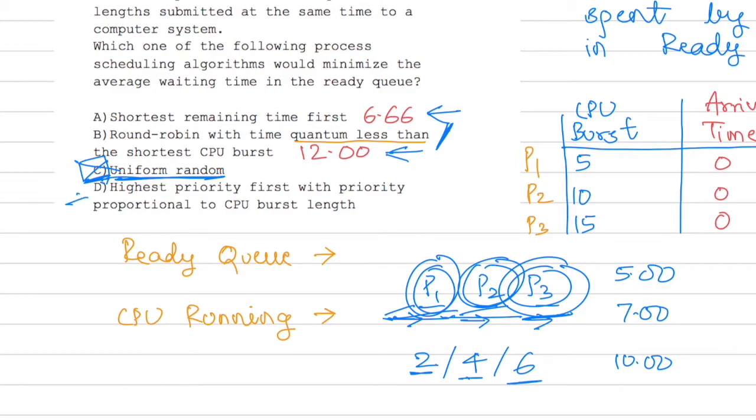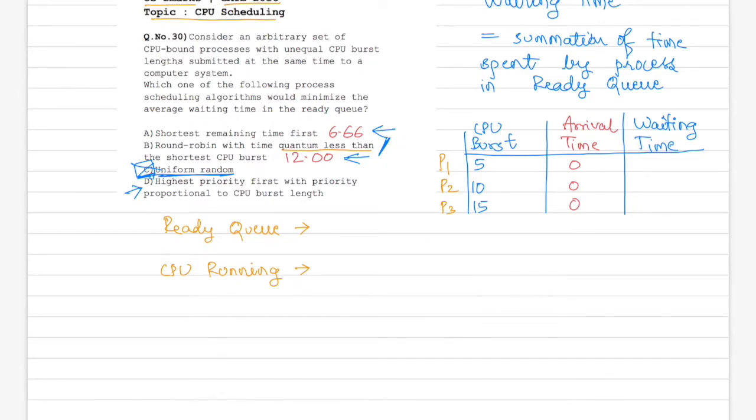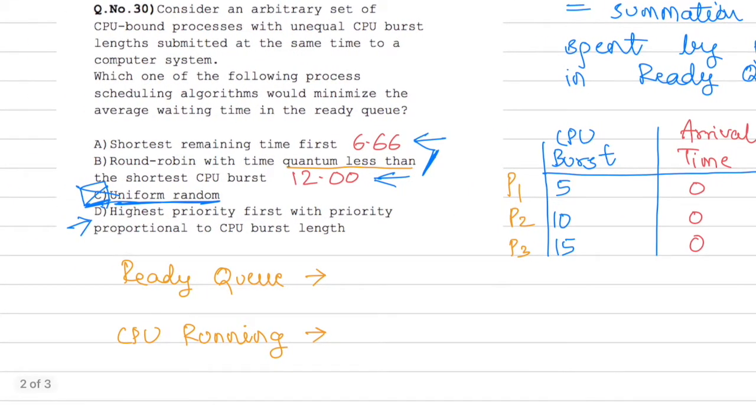Now let's focus on option D. Option D says highest priority first with priority proportional to CPU burst length. So priority is proportional to CPU burst length. So what is our CPU burst length? Let's focus on CPU burst length. Before that, let me clear this stuff. Okay, so this is our CPU burst length, and it says that our priority is proportional to CPU burst length, which means greater the CPU burst length, higher the priority.